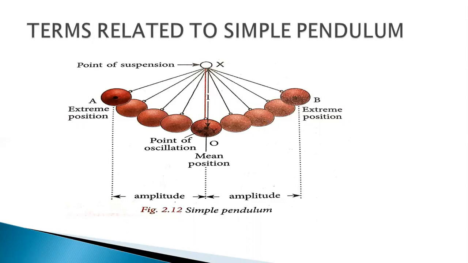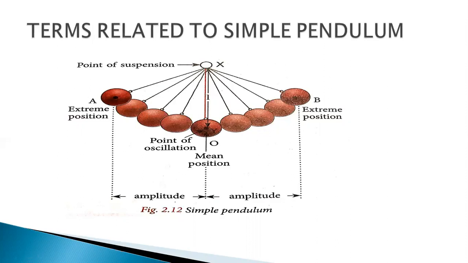Next one, amplitude. The maximum displacement of the pendulum from the mean position is known as amplitude. See here, from the mean position to A, this much distance, the maximum displacement, is known as amplitude. This is the mean position of the pendulum and this is the extreme position. The distance between the mean position and the extreme position is known as amplitude.